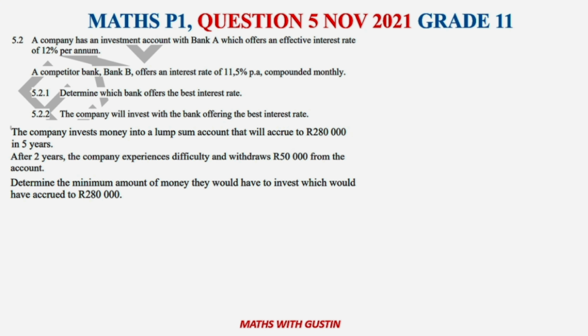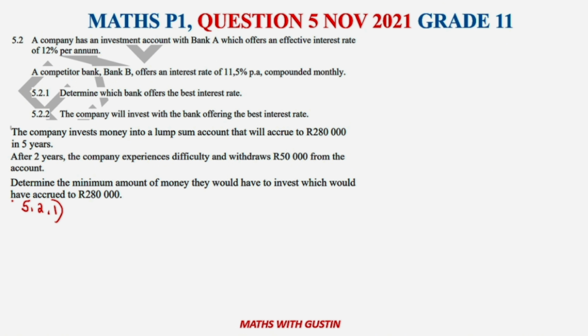5.2 says that a company has an investment account with Bank A, which offers an effective interest rate of 12%. And they said a competitor, Bank B, offers an interest rate of 11.5% compounded monthly. Now the first question, 5.2.1, says that we need to determine which bank offers the best interest.